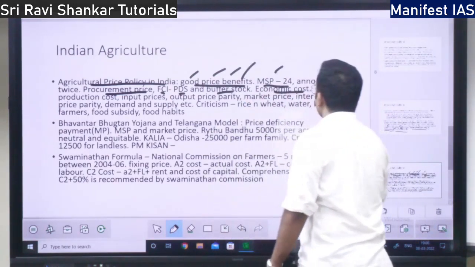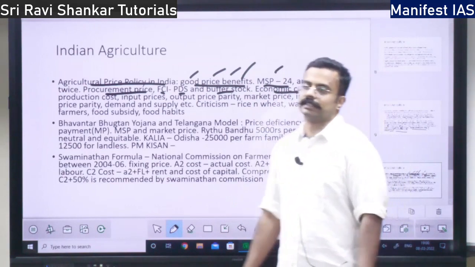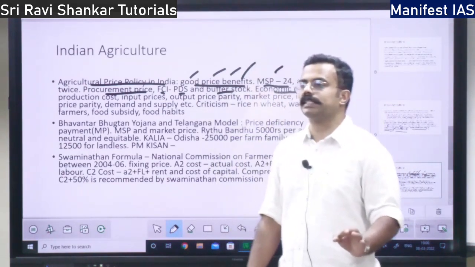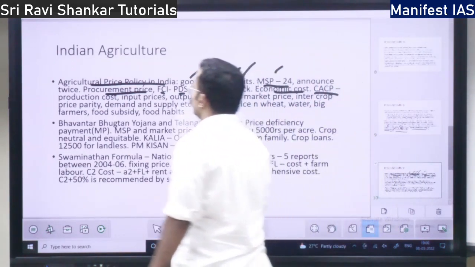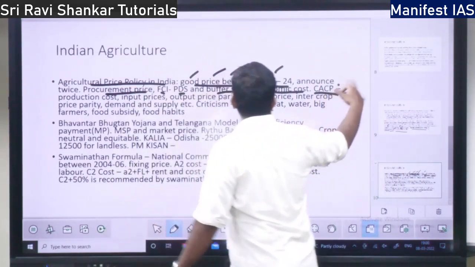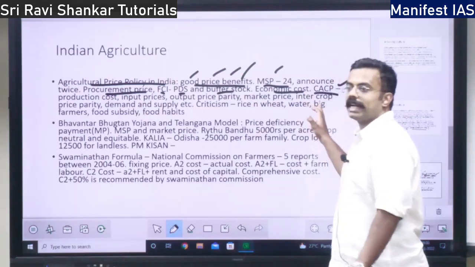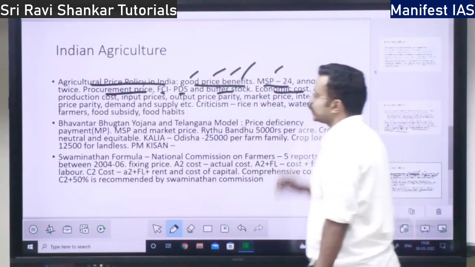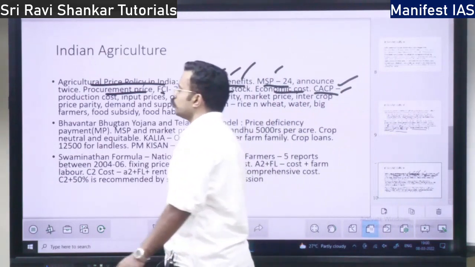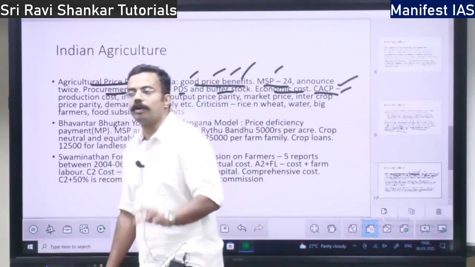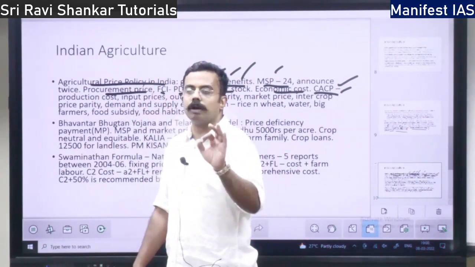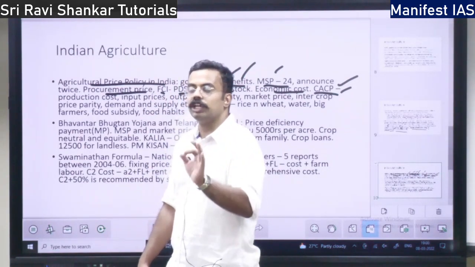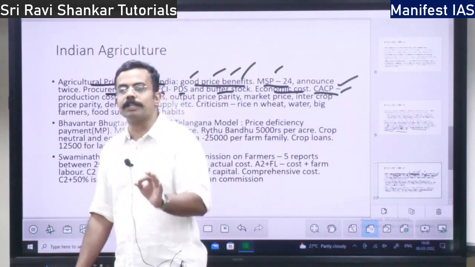Then you have the Committee on Agricultural Costs and Prices, CACP. So this committee decides the MSP. MSP, minimum support price, is decided by this committee, CACP. So what all does it include? What all criteria will it take into consideration in order to arrive at the MSP?